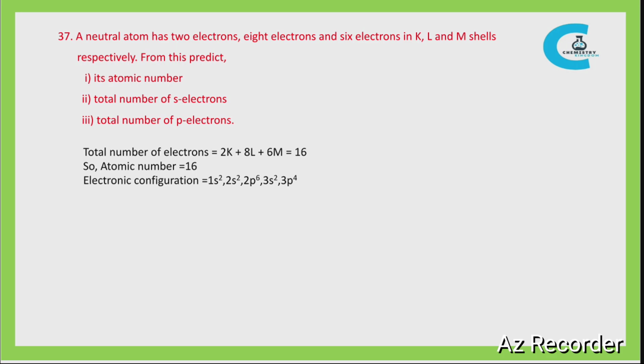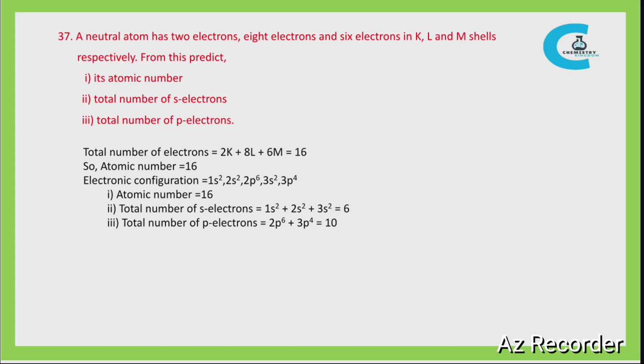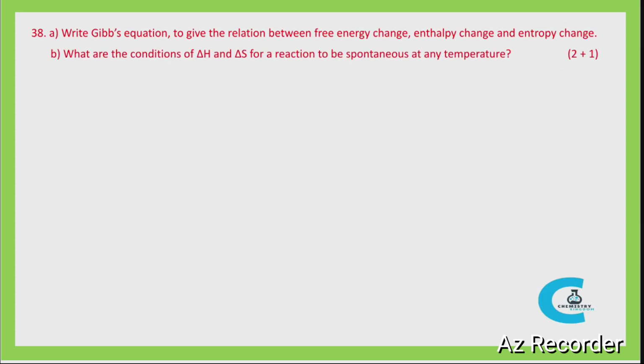Electronic configuration is 1s2, 2s2, 2p6, 3s2, 3p4. So clearly the atomic number is equal to 16. Total number of s electrons are 6. Total number of p electrons are 10. I hope you understood. Gibbs equation: the relation between free energy change, enthalpy change and entropy change.